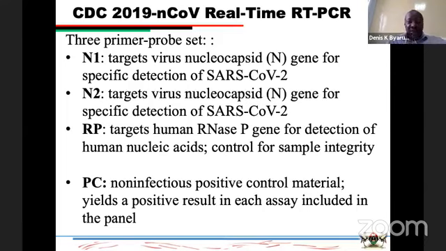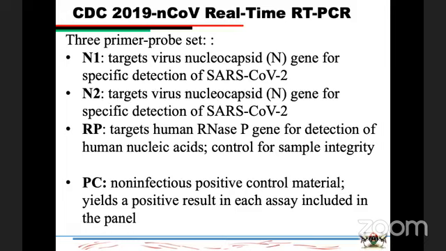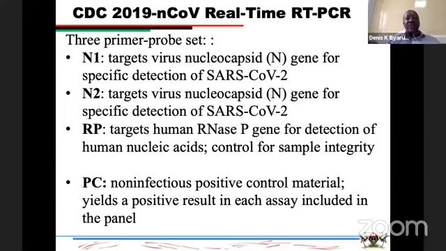We've been having several different questions about why different tests target different parts of the same protein. For example, the N1 targets the virus capsid, as well as the RNase P gene from the human nucleic acids. And this is normally a control to assess the sample integrity.